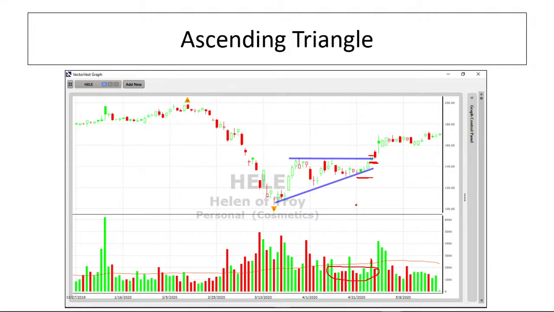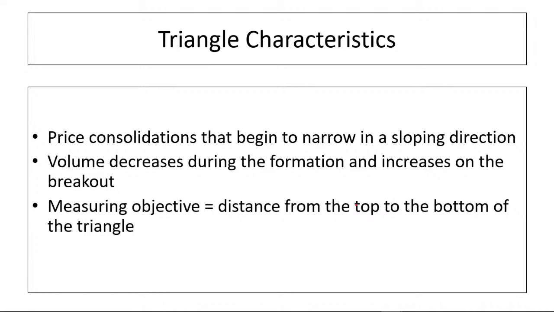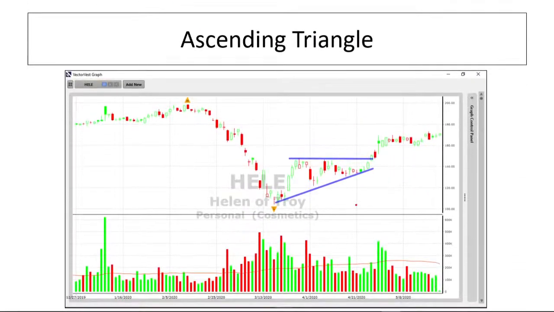Now here's where you measure your initial profit target. The slide before says you take the width. What does it say? It says distance from the top to the bottom of the triangle. Well, there's a lot of distances from the top to the bottom. Well, I don't want to get too greedy. I'm not going to draw it from back here. And I'm not going to be too conservative where I draw it from here. I'll split the difference. This is where I'll draw my measured move. I'll kind of go right in between.